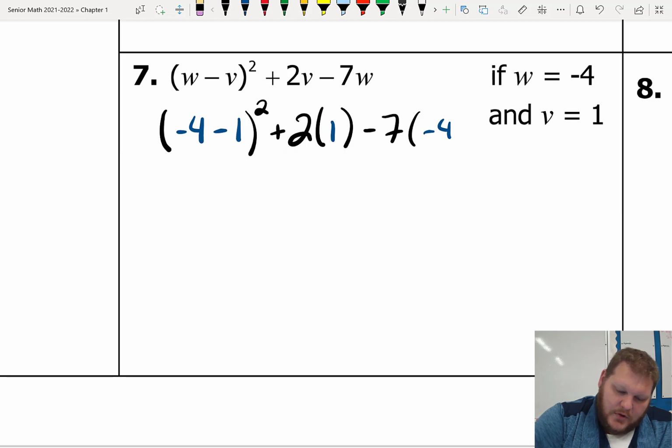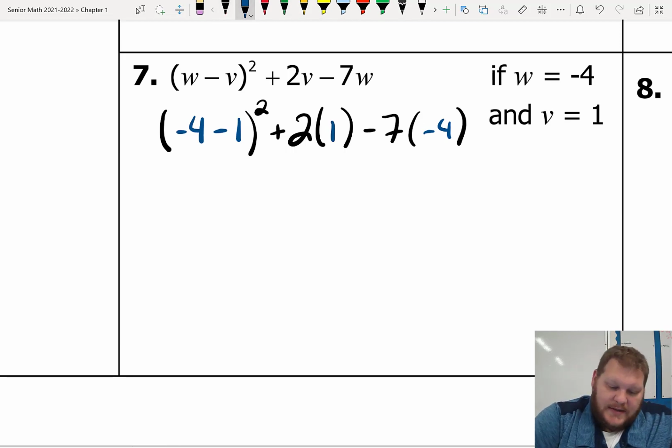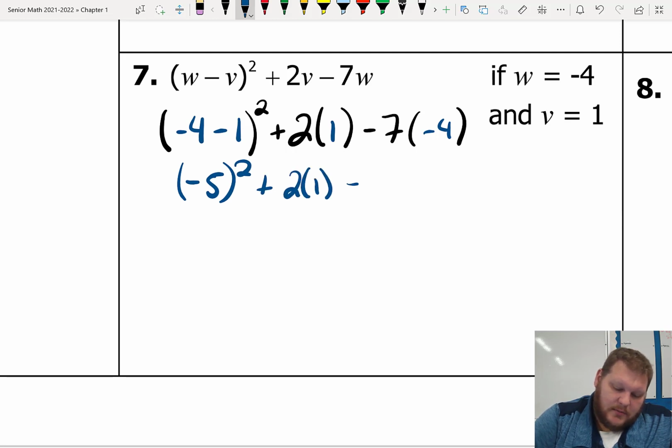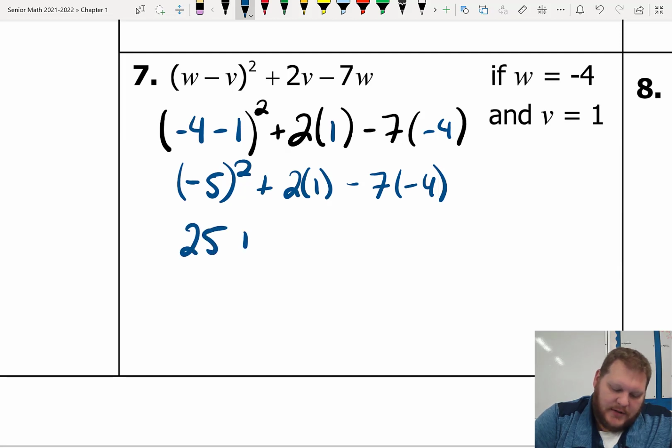Oops. Trying to keep it consistent. There we go. So inside my parentheses for that first one, negative 4 minus another 1 is a negative 5 squared, plus 2 times 1 minus 7 times negative 4. So for this now, I'm going to square my first term, but then do the multiplication steps for the other two. So I can do these kind of separately, since they don't interact with each other until we start using that addition.